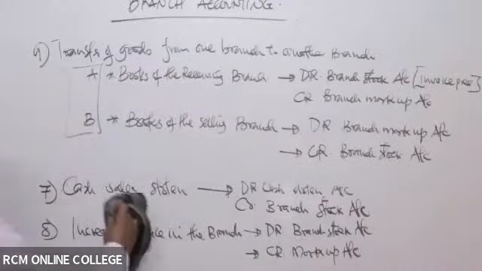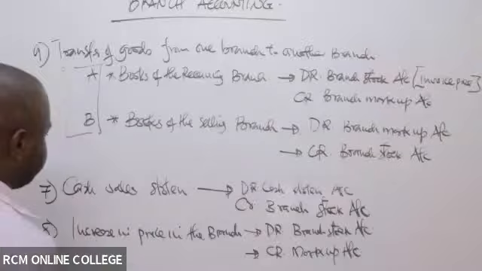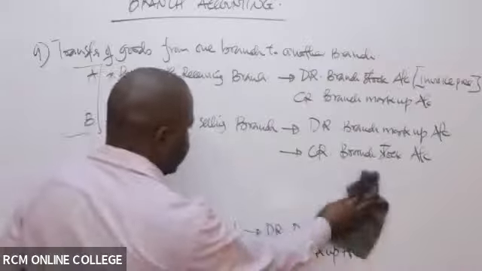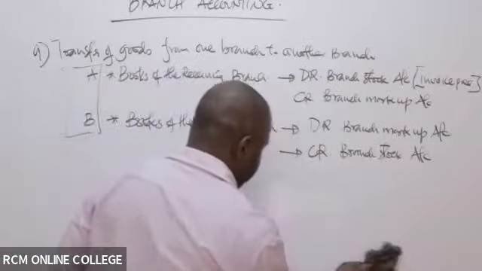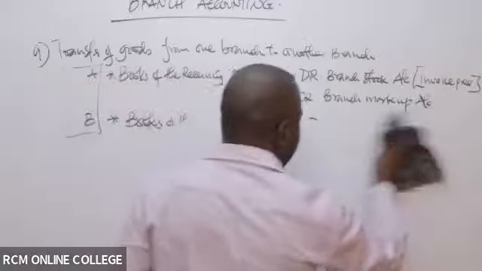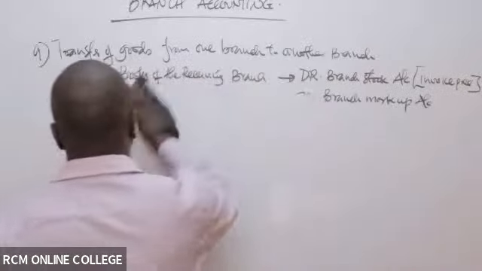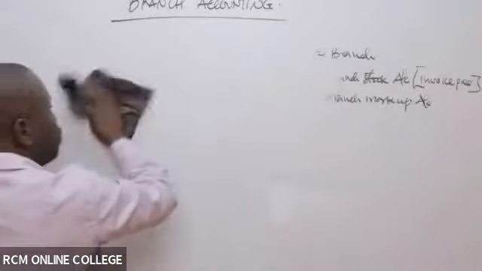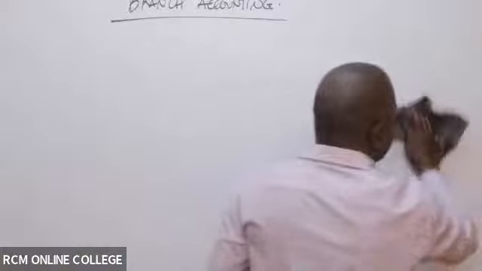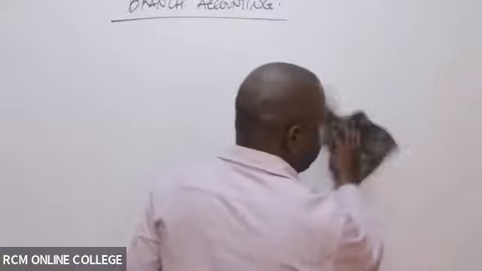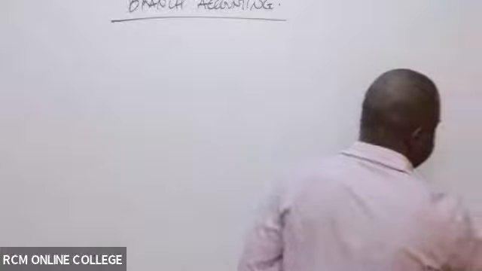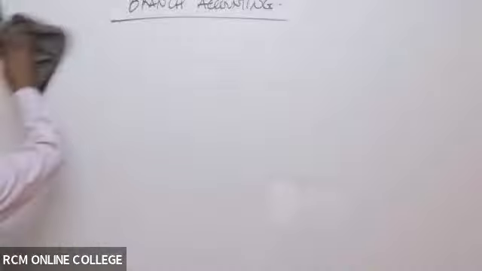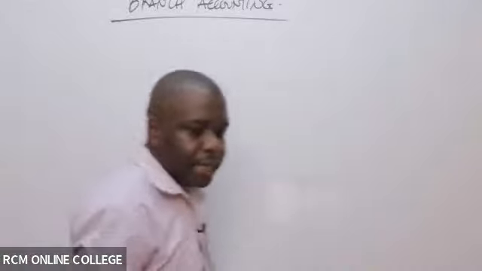So now we can look at an illustration. In this case, we see how you can eventually create these ledger accounts, how you'll pass the entries, and eventually how you can generate an income statement for a branch. So you'll be able to write an illustration.